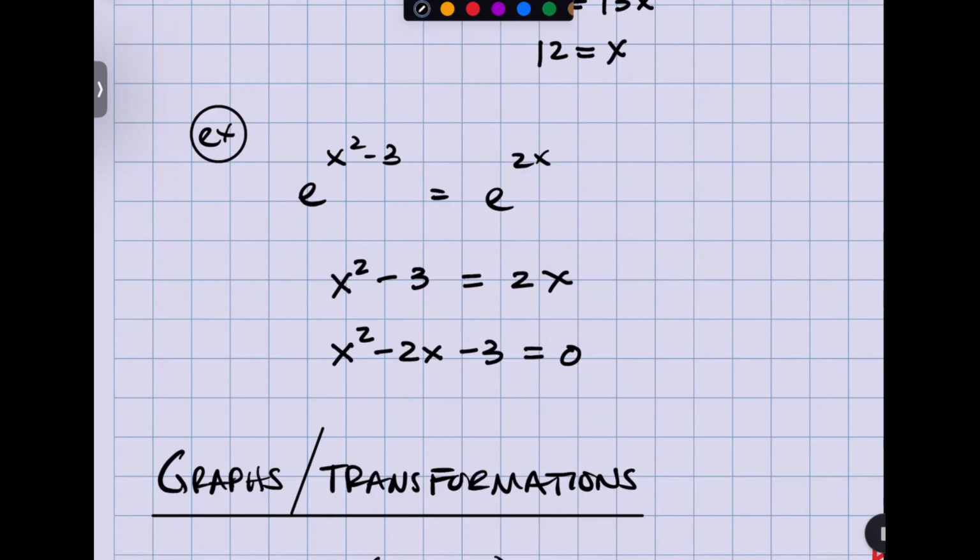So that means I have to bring everything to one side and factor the non-zero side. And if I factor this side, what am I going to get? x minus... Excellent. So I get x is equal to 3, and x is equal to negative 1. Good news is there's nothing to check here.